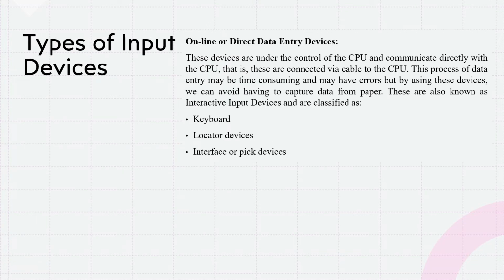Types of input devices: online or direct data entry devices. These devices are under the control of the CPU and communicate directly with the CPU, which is Central Processing Unit. That is, these are connected via cable to the CPU. This process of data entry may be time consuming and may have errors, but by using these devices, we can avoid having to capture data from paper. These are also known as interactive input devices (IID) and are classified as keyboard, locator devices, interface or PIC devices.